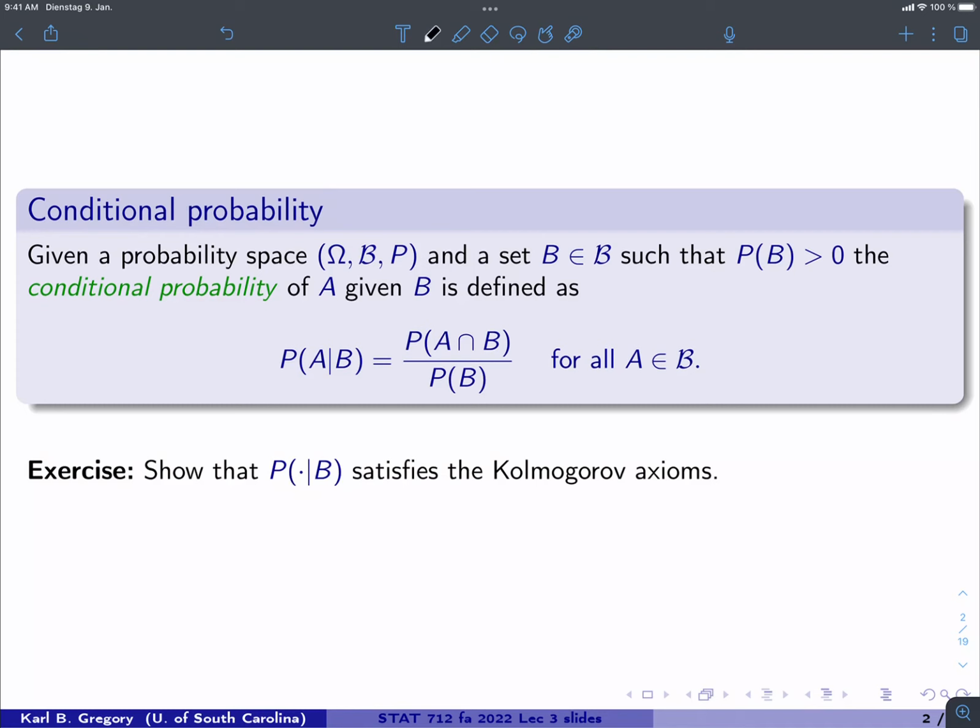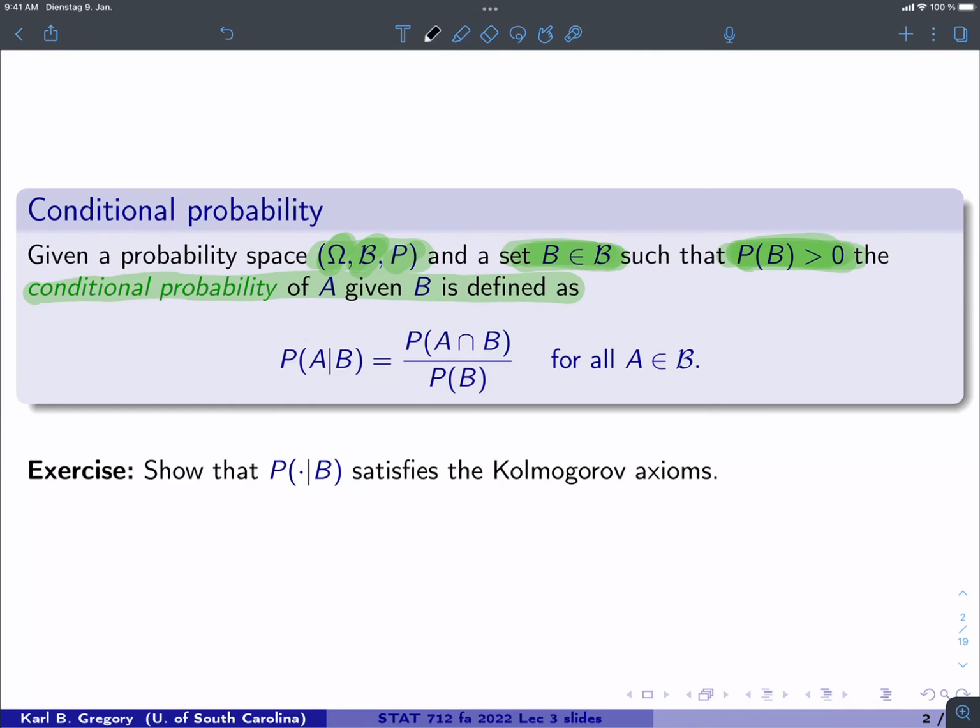it might be that if A happens, it changes the probability of B happening, or vice versa. So, given a probability space where we've got sample space, sigma algebra, probability function, and some set or event, remember sets are the same as events, B in our sigma algebra, which has positive probability, we'll see why in a moment. The conditional probability of A given B is defined as this.